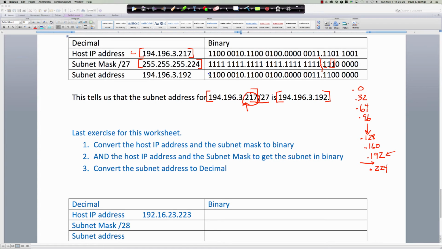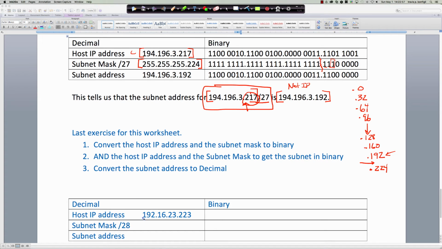And so that's where the ANDing can become very helpful, a very important tool in your toolkit, especially if you're shown the IP address and the subnet mask values and asked to give the network ID or the subnet ID, right? So let's go ahead and do an exercise right here.